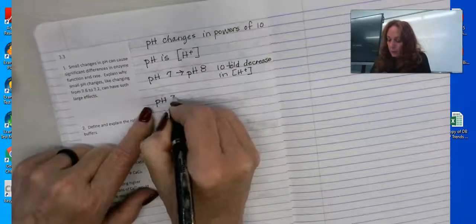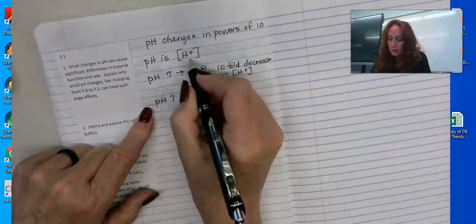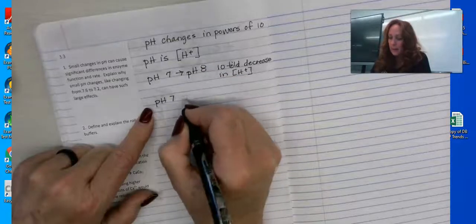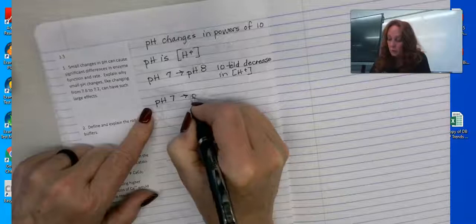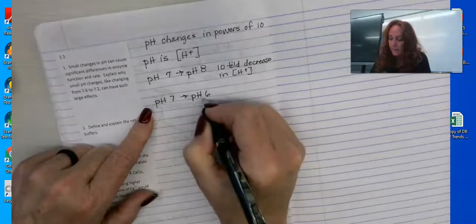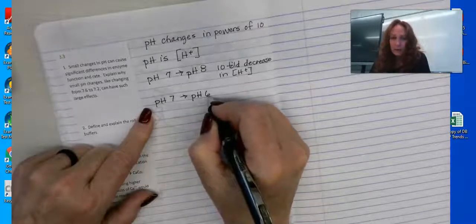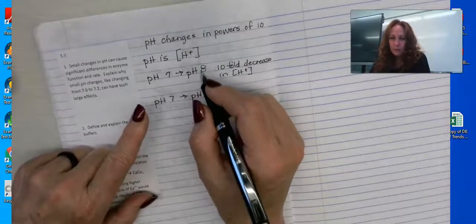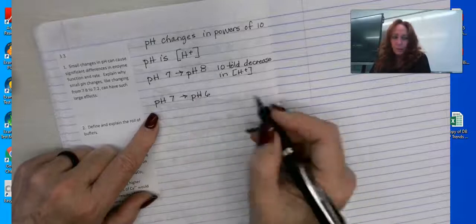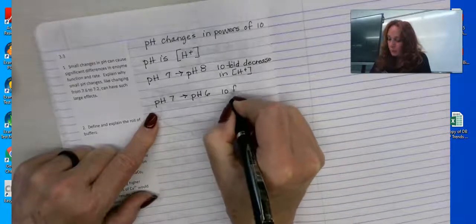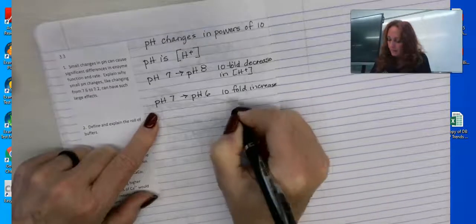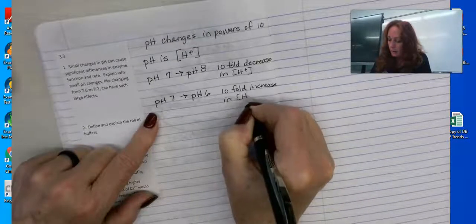So now if we're at a neutral pH, that just means that you have the same concentration of hydrogen ions as hydroxyls, and if you decrease the pH, a decrease of pH is an increase in hydrogen ions. So they're opposite from one another. So here we would have a 10-fold increase in hydrogen ion concentration.